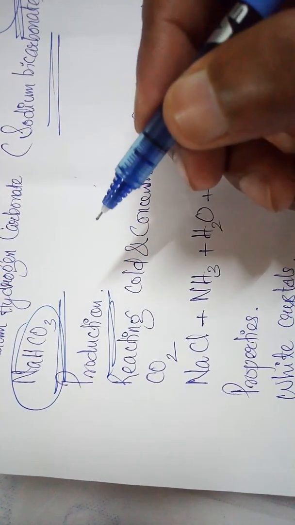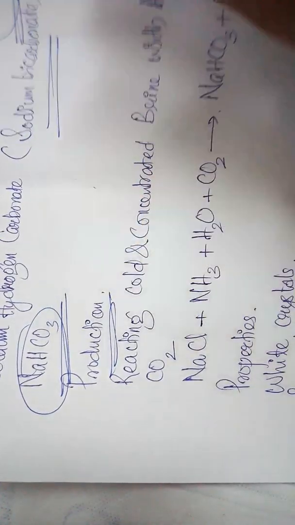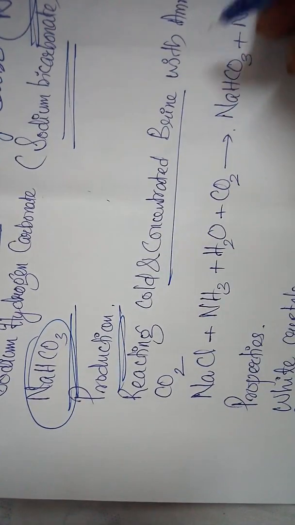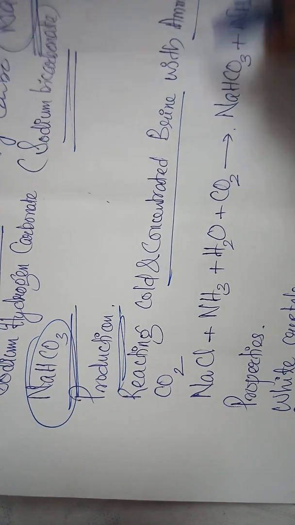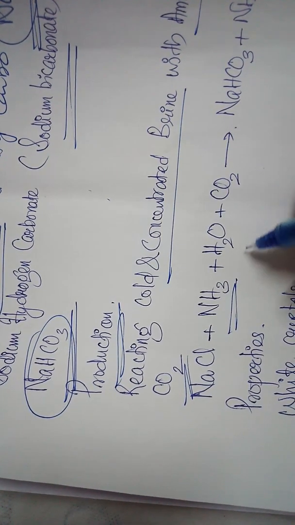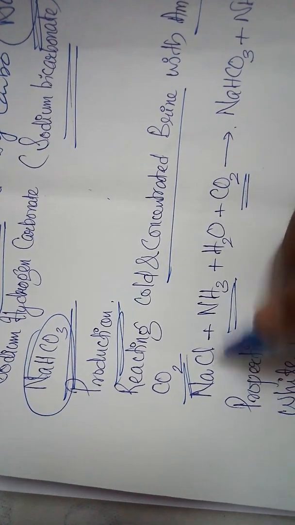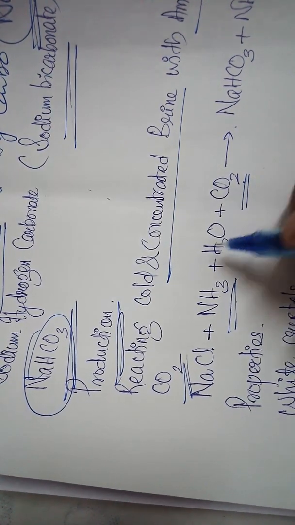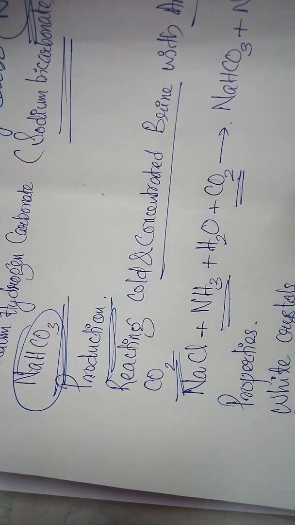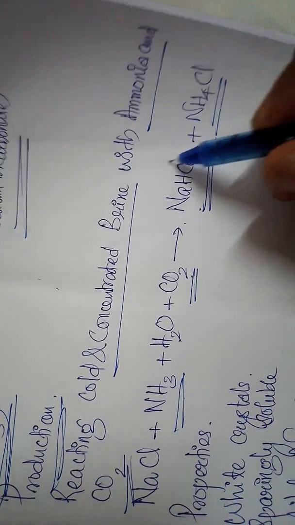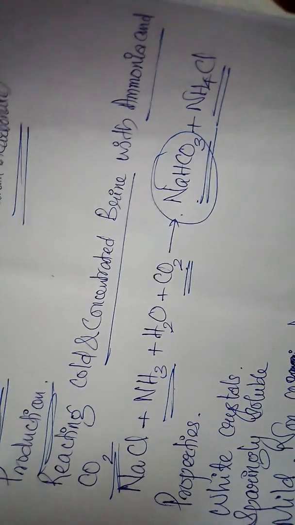How is it produced? Sodium hydrogen carbonate is produced on a large scale by reacting cold and concentrated brine, that is sodium chloride solution, with ammonia and carbon dioxide. Sodium chloride plus NH3 plus CO2, that is NaCl and H2O, that is brine, and ammonia and carbon dioxide in a cold medium will produce sodium hydrogen carbonate and ammonium chloride. This is known as baking soda, sodium hydrogen carbonate.